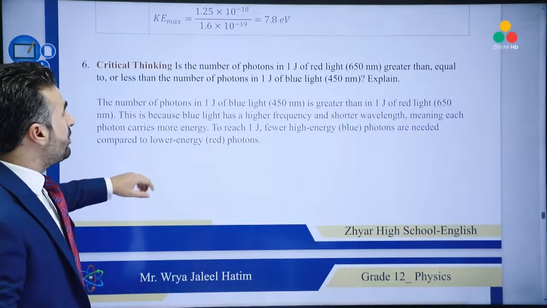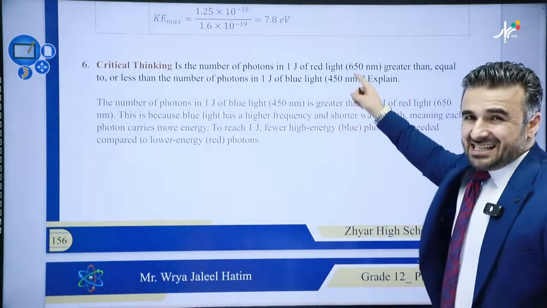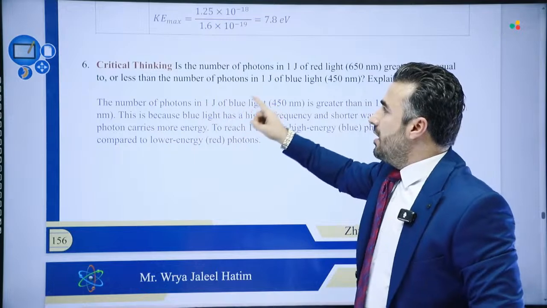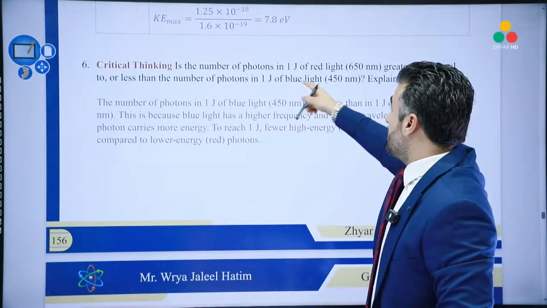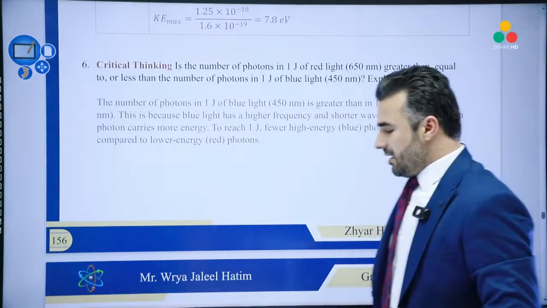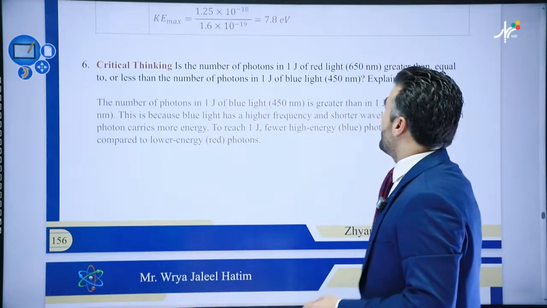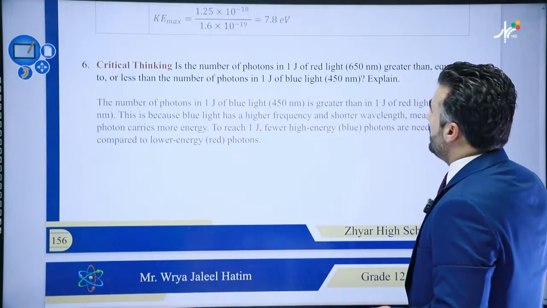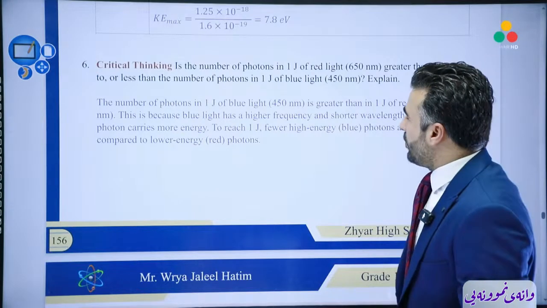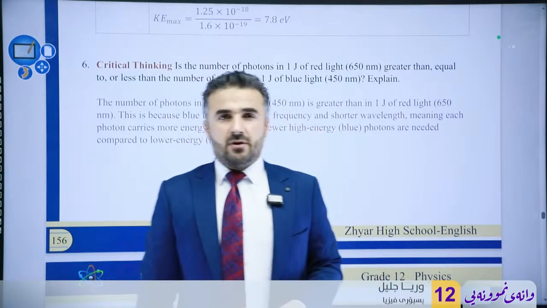It says, is the number of photons in 1 joule of red light, which has a wavelength of 650 nanometers, greater than, equal to, or less than the number of photons in 1 joule of blue light, which has a wavelength of 450 nanometers? Explain. Now, before you look at the answer, tell me which one you think would have a bigger amount of energy.